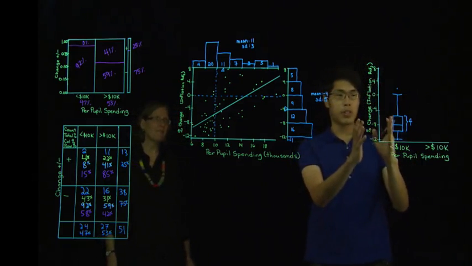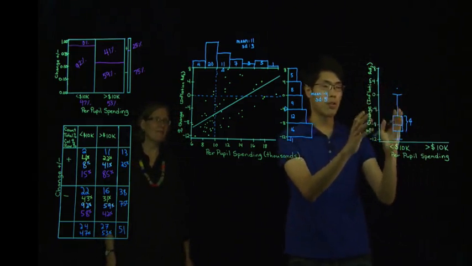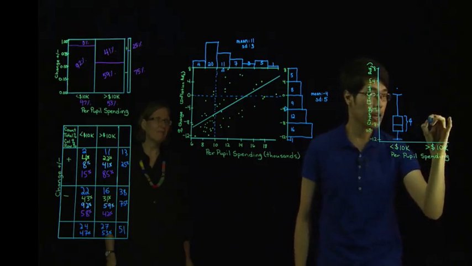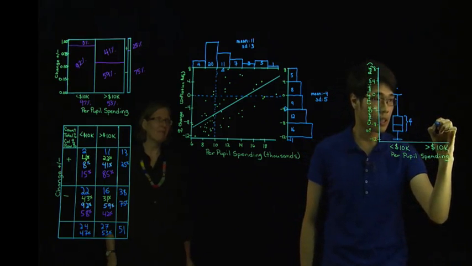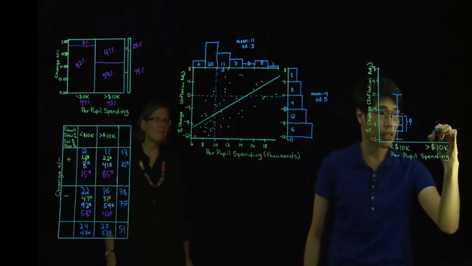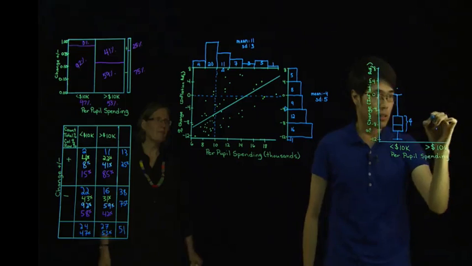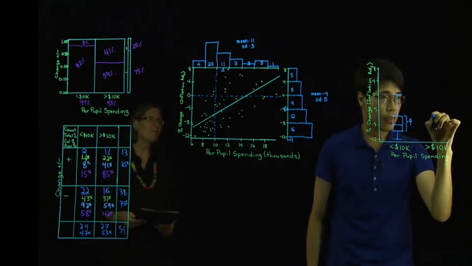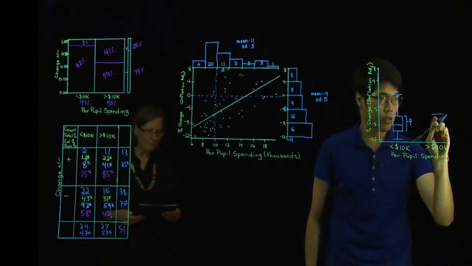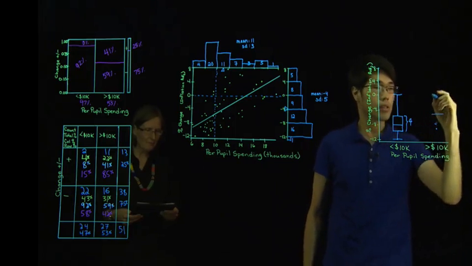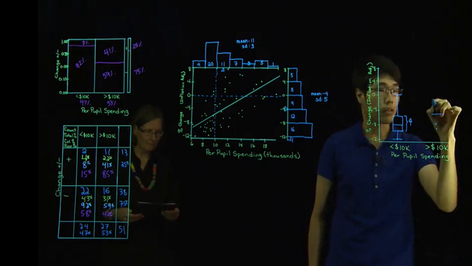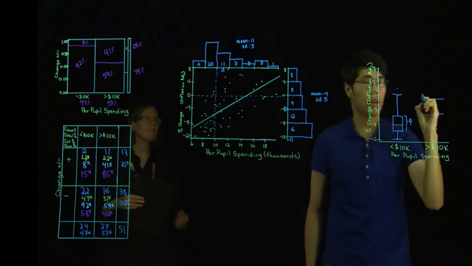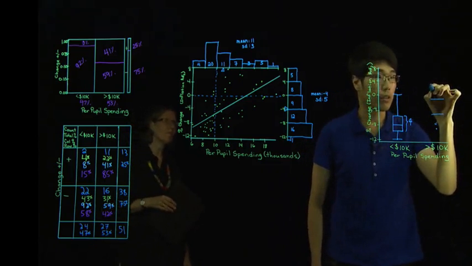Doing the same procedure for the states with more than $10,000 per pupil spending, we get a minimum point around minus 9. First quartile around minus 5. Second quartile around minus 1. And the third quartile around 3.